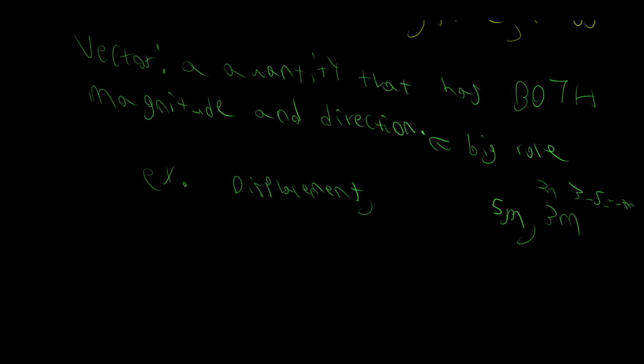Then we have velocity, which is the same thing as speed, but with direction. If you have negative velocity, you have speed in that negative direction. And then acceleration. Acceleration is the rate at which velocity changes. So since velocity can either be increasing or decreasing, this can be either negative or positive.